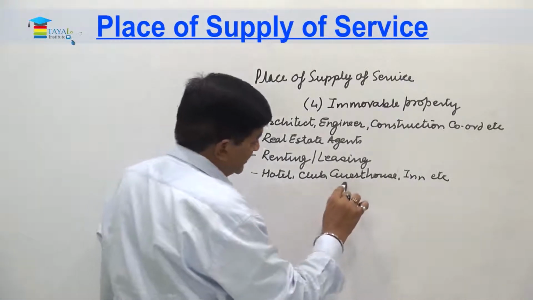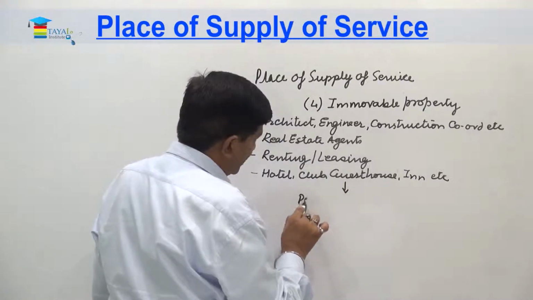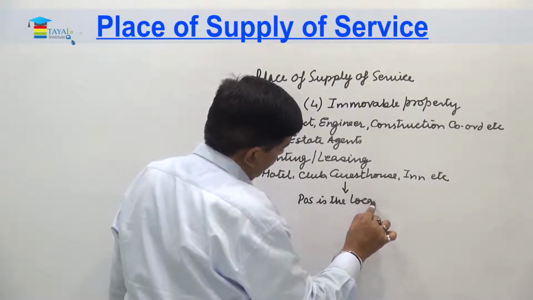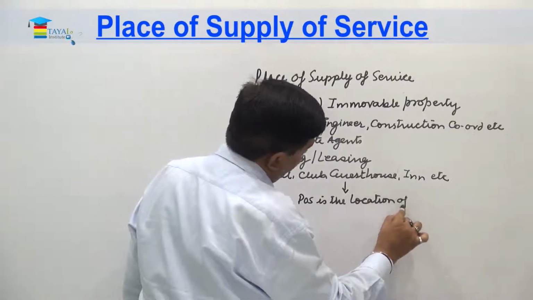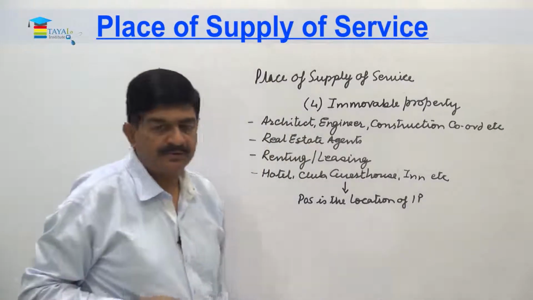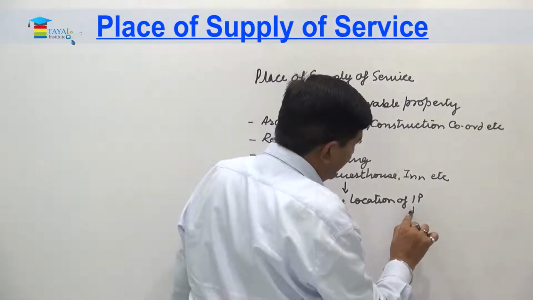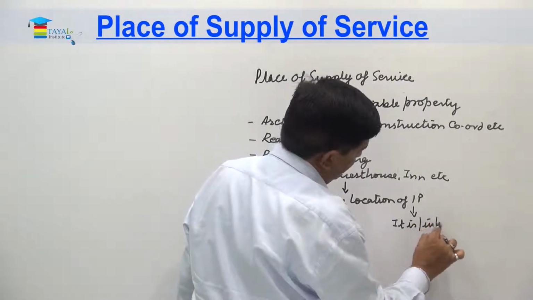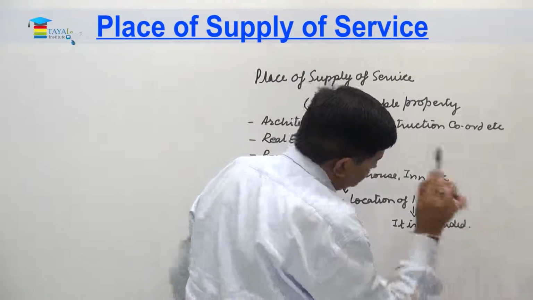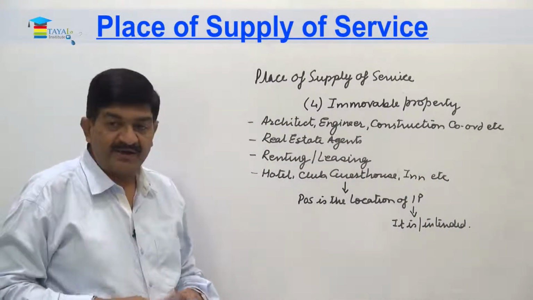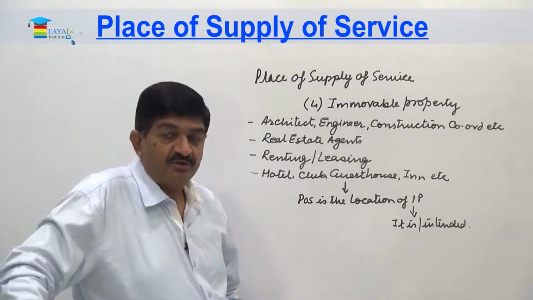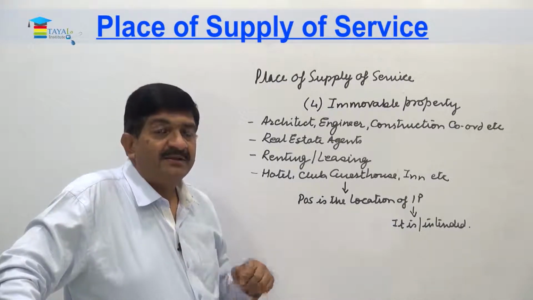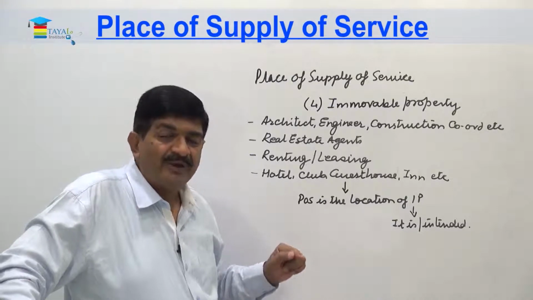In all these cases, the place of supply is the location of immovable property. So immovable property, either it is or intended to be. So suppose we hire the architectural services from some engineer who is outside India, and the property is going to be in Mumbai. Then the place of supply will become Mumbai, right?